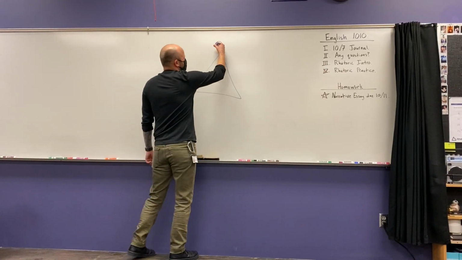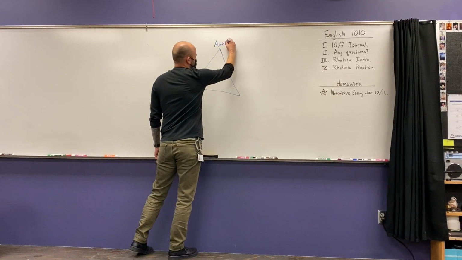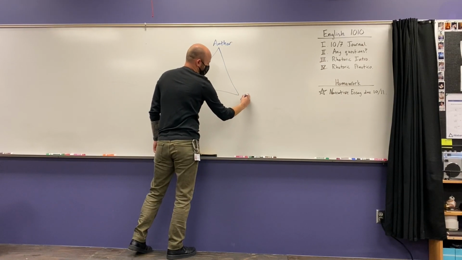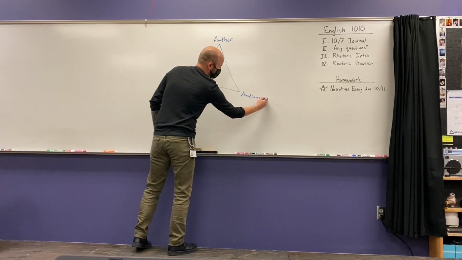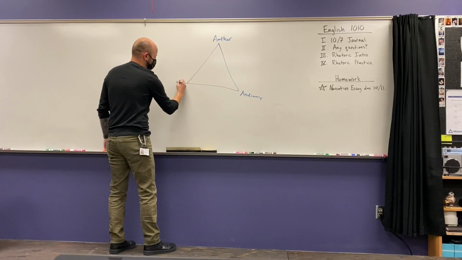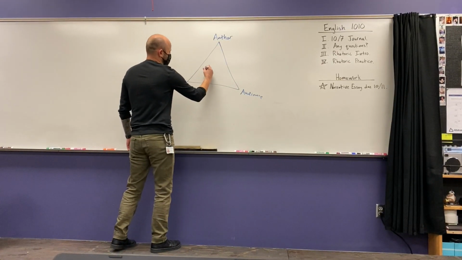Okay. Up here, write author. On one side of the triangle, write audience, not side point. On the other point, write text. In the middle, write medium.